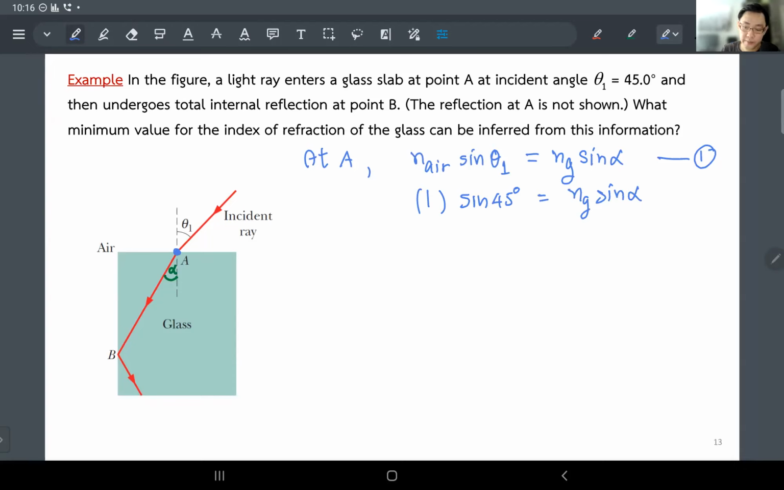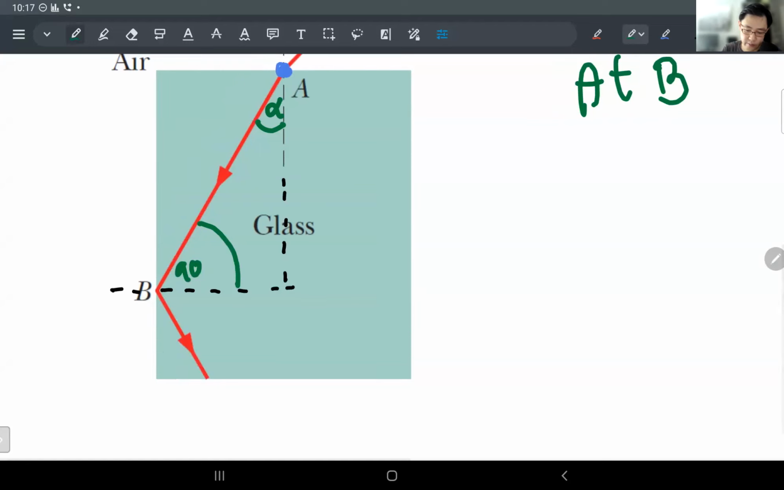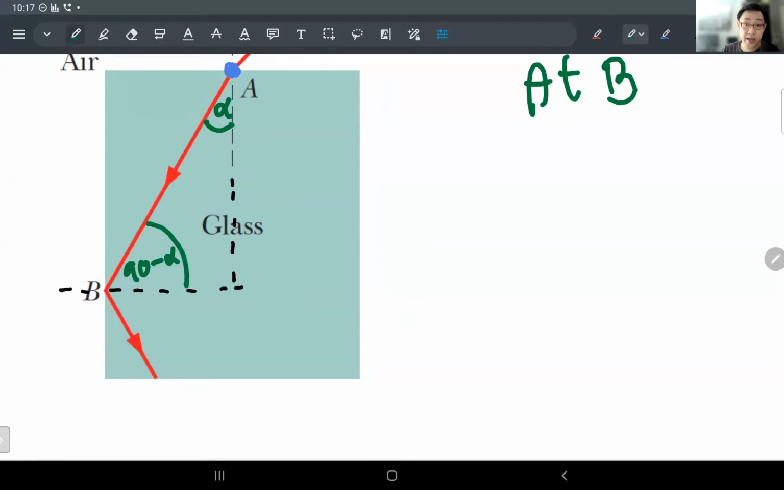Now, let's move on to point B. At B, don't forget, you have to draw a normal line to the interface first. That will be your reference pretty much. So I just have to draw this one here. Now what is your incident angle? That incident angle is going to be this angle right here, the angle with respect to the normal line. If you see these two dashed lines, they give you a right triangle. So if the upper angle is alpha, the bottom one is going to be 90 minus alpha. Just use that one, and that will be your incident angle.